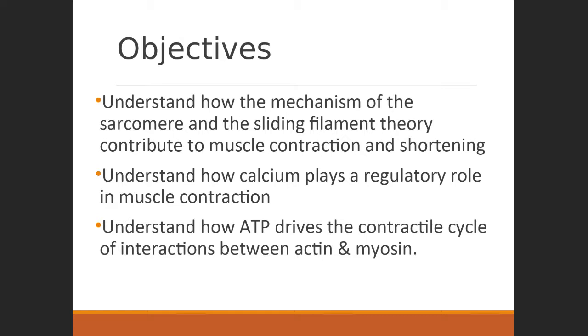We have to look at the roles of both calcium and ATP. We're going to look at calcium and how it plays a regulatory role. Calcium being released allows the opportunity for muscle to shorten. ATP is what's going to provide the energy for that muscle to shorten.